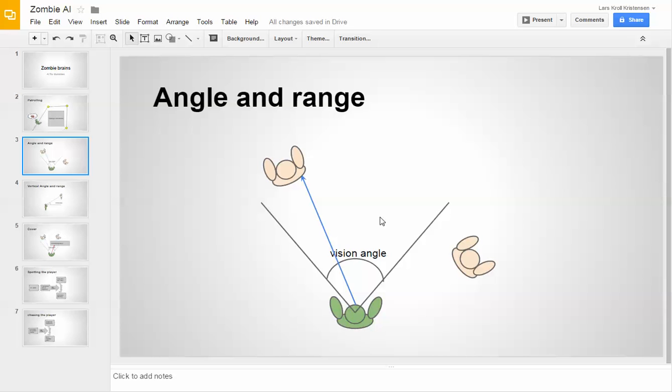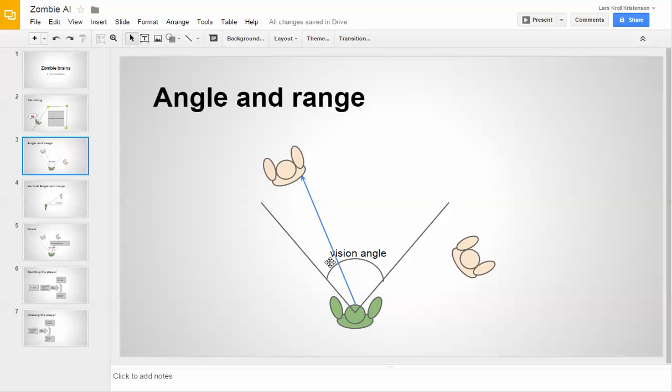Anyway, the way the zombies spot Janet is basically by figuring out, is she within vision range. So I have a vision range, which is just a number of meters, and if she's outside of that range, well, it ends there. I'm not seeing her, no matter where she is. If she is within range, I will also check whether she is within a vision angle. So basically, I'm taking the angle. I've defined the vision angle, which I believe is 110 degrees.